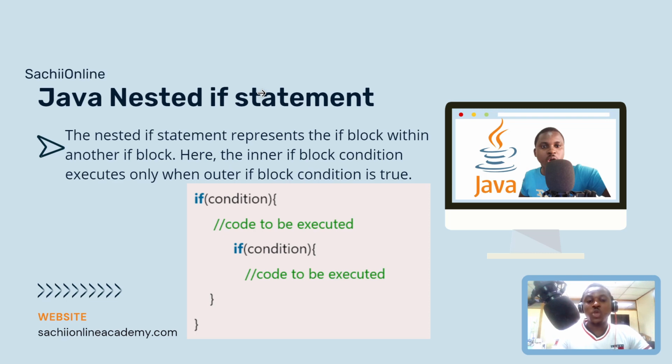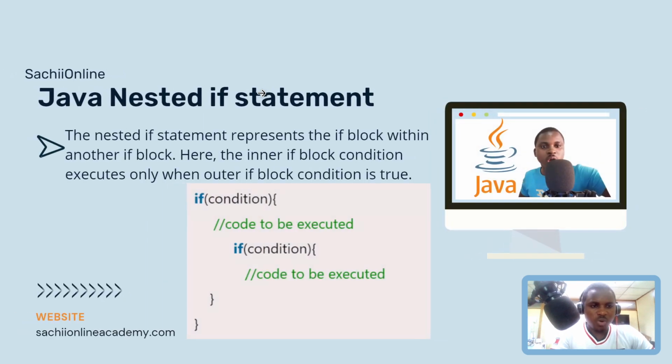So sometimes you might want to test a first condition, and then you execute something, and you test another condition inside, and then you execute something. That's why you can use the nested statements. Nested statements is just a statement inside another statement. So the nested if statement represents an if block within another if block. Here the inner if block condition executes only when the outer if block condition is true. So normally the inner block is going to execute if the outer condition is true, just like that.